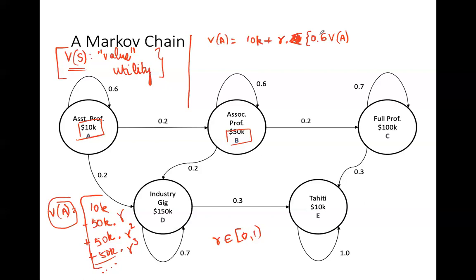But of course, this is only one of 3 things that could happen to me. Another thing that could happen is I transition to this state. There's a 0.2 probability that that happens, in which case this encodes my future earnings. And finally, there's a 0.2 probability I end up in this state, in which case V of D encodes my future earnings.